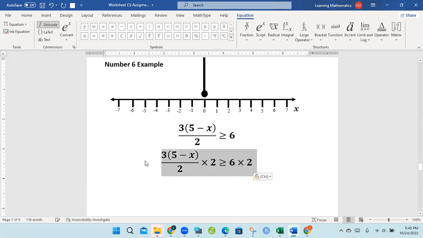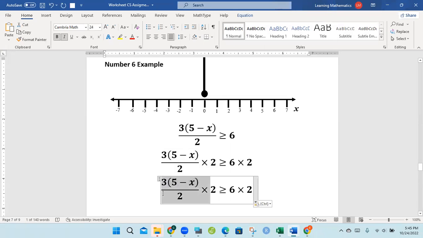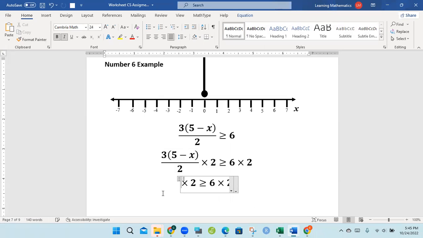So the 2 cancels out on the left side, because 2 divided by 2 is 1. On the left, we don't have any division by 2 anymore. What we are left with is 3 open bracket 5 minus x. And on the right now, we have 6 times 2, which is 12.